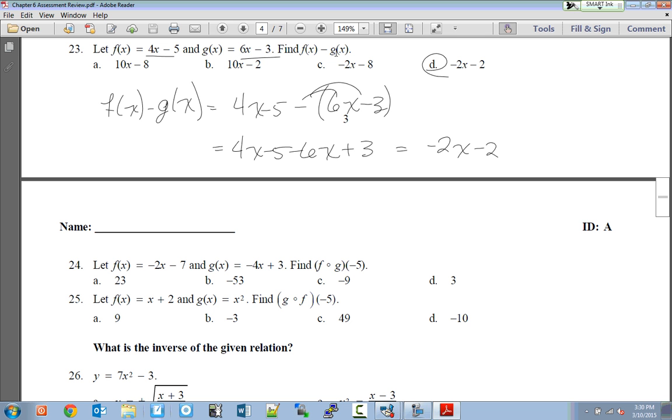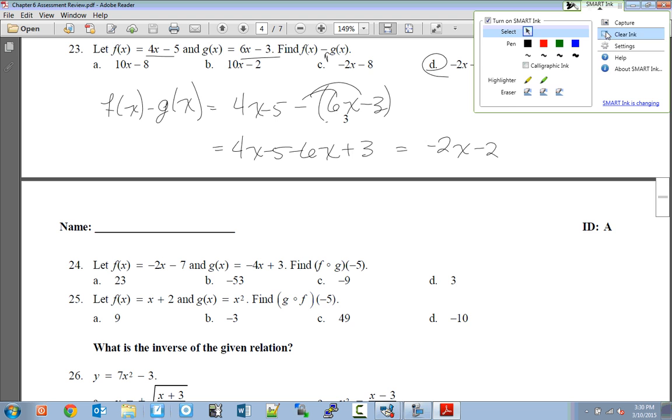The only thing is make sure when you're subtracting, you put the second function in parentheses because that negative sign will get distributed through the entire equation. All right. Number 24.